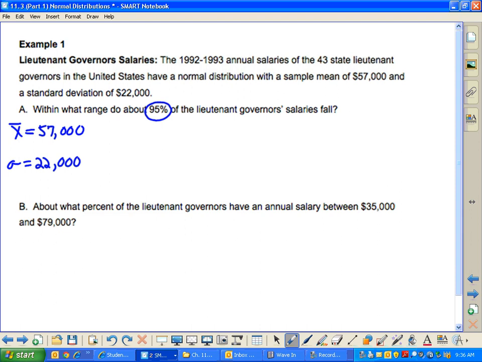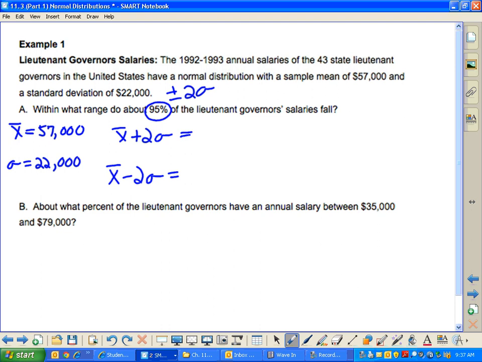So right now I see a percent. Do you see it? 95%. That translates into a number of standard deviations. How many is it? Well, it is 2 standard deviations. So this equates to plus or minus 2 standard deviations. So to find the range of salaries that fall in that interval, you're going to take your mean and add on 2 standard deviations, and you're going to take your mean and subtract 2 standard deviations.